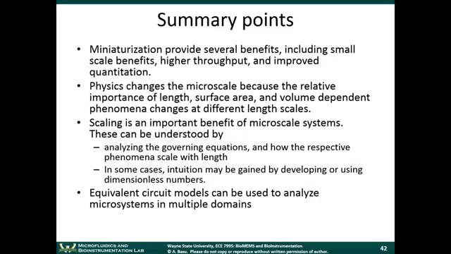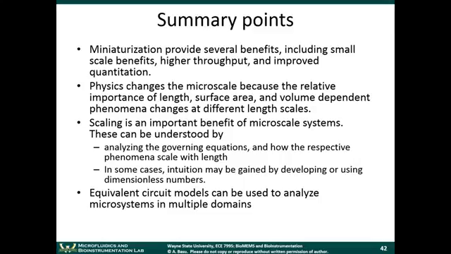We've spent a lot of time on this module, but in terms of the rigor of understanding micro devices, I think this is very important for you to understand, regardless of what area of microengineering you end up going into, whether it's something very chemically focused or in the thermal domain, mechanical domain, whatever. The physics changes at the microscale because of the relative importance of the length-dependent phenomena, the surface area-dependent phenomena, and volume-dependent phenomena.